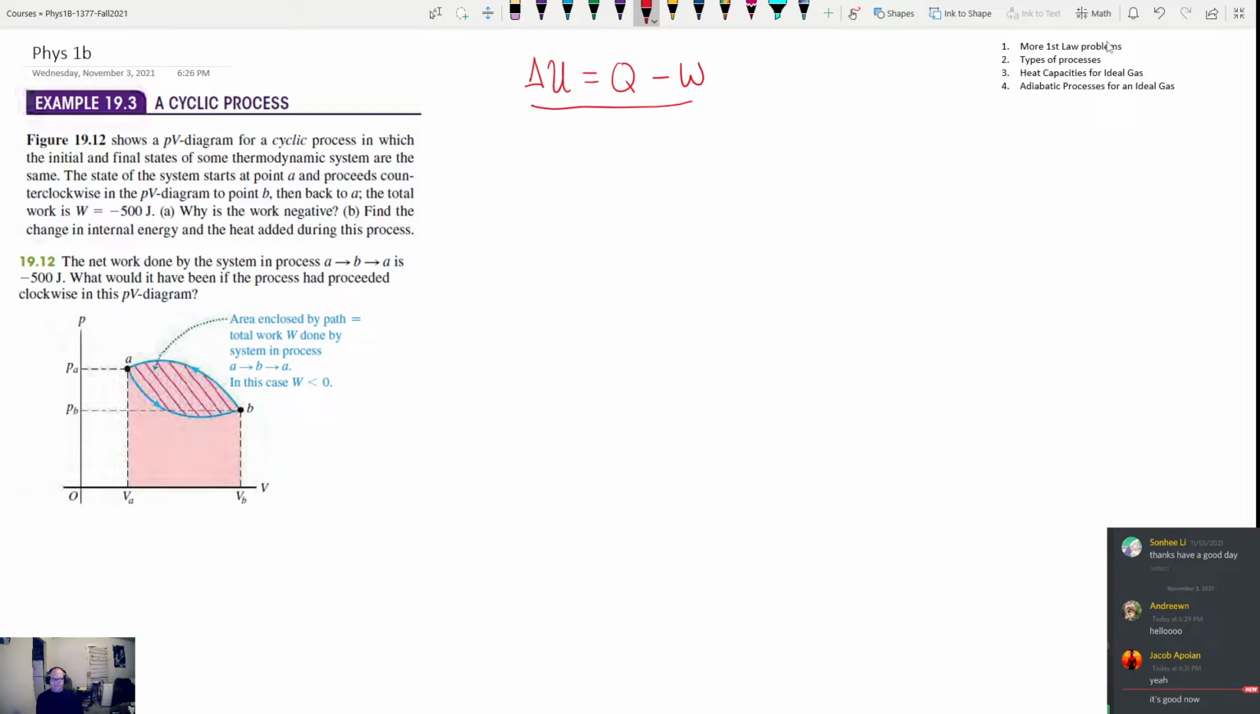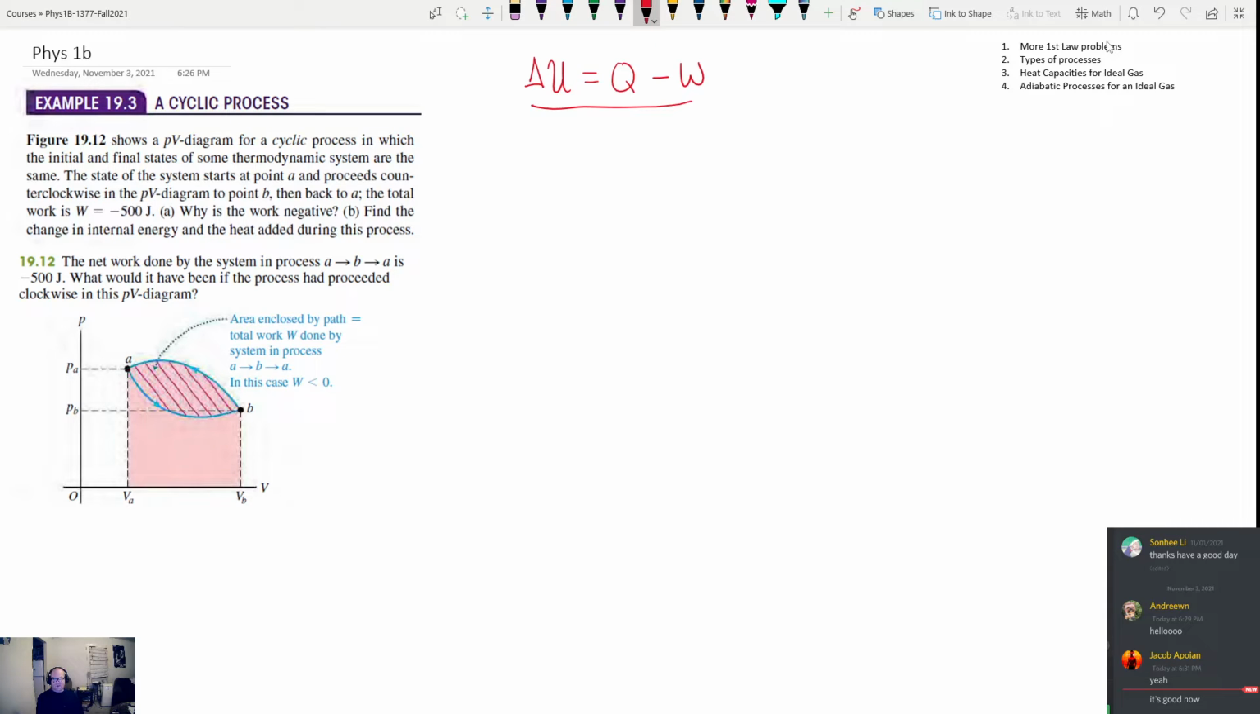And we would like to use it to solve a problem, or a few problems. The first one is this one right here. After we're done with that, we're going to talk about different types of processes for gases, talk about heat capacities for an ideal gas, and talk about a particular process called an adiabatic process for an ideal gas. And this will allow us to start talking about the way that a diesel engine works, which will fit pretty well with what's going to be coming up next week, which is heat engines.